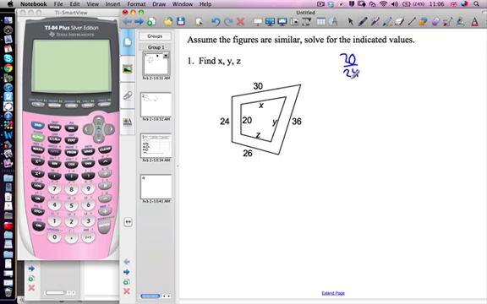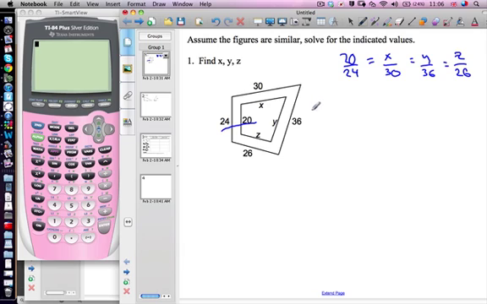20 over 24. So that's this pair of corresponding lengths that I know. That is in the same ratio as x and 30, and also y and 36, and also z and 26. Notice I'm always putting the same shape on the top. So in this case, I've put the smaller shape on top and the measurements for the bigger shape on the bottom.